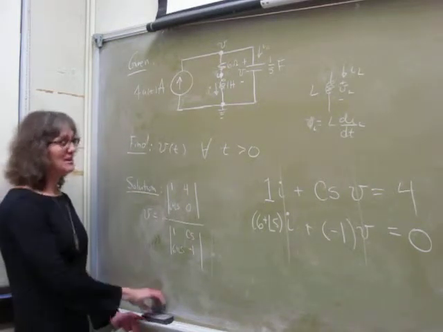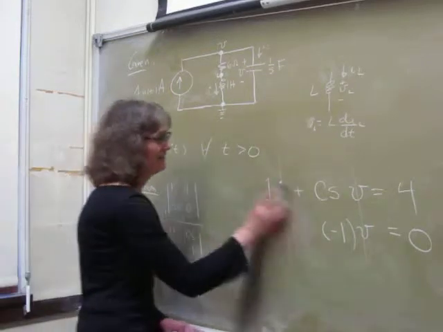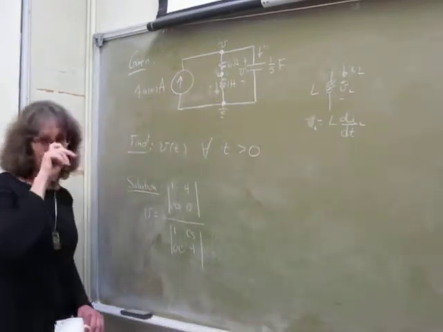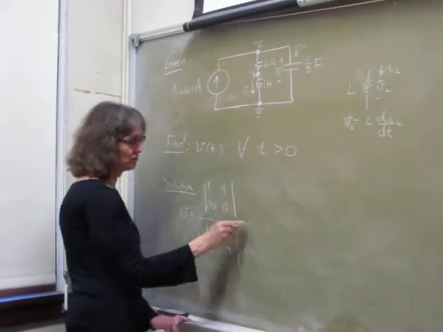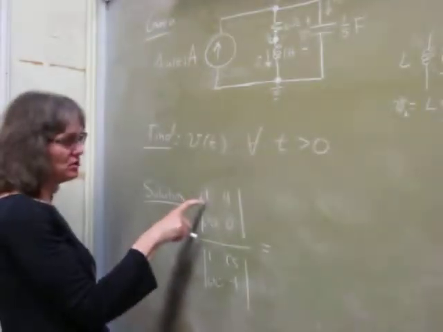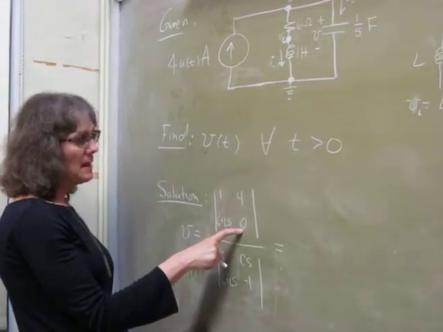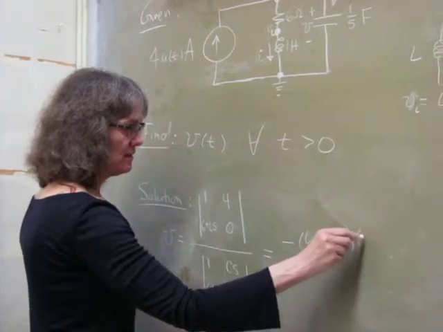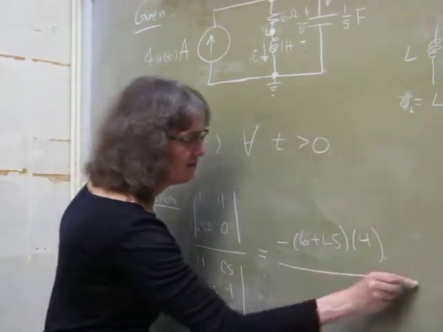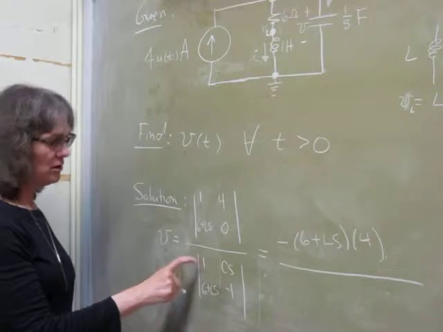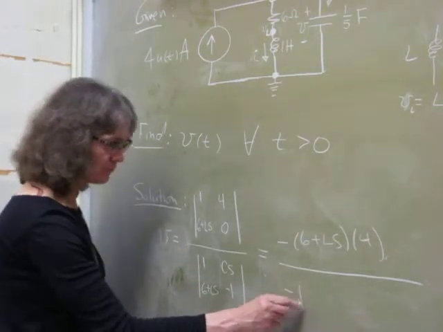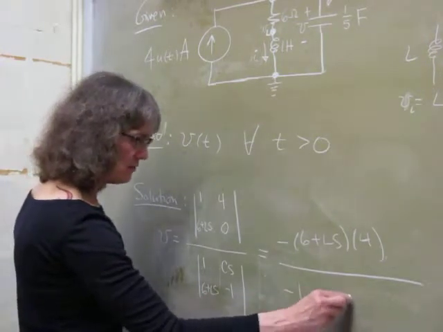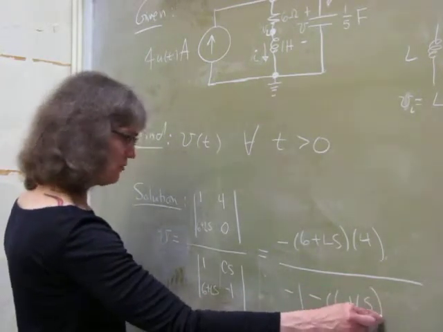Now, it doesn't look like a second order differential equation, but it is. So we just have to do a little bit of work evaluating these determinants, and then you'll see the second order differential equation. So let's do that. This determinant is 1 times 0 minus 6 plus LS times 4. So that's the determinant in the numerator. This one is 1 times minus 1 minus, right? Because you all know how to evaluate 2 by 2 determinants.